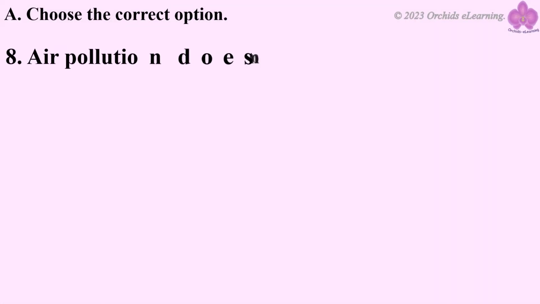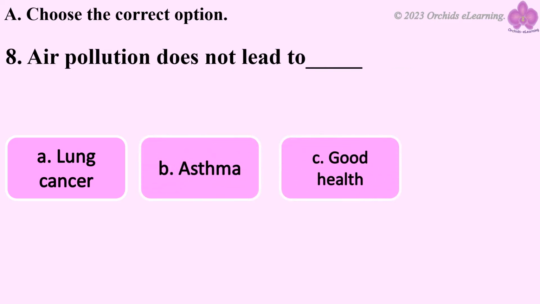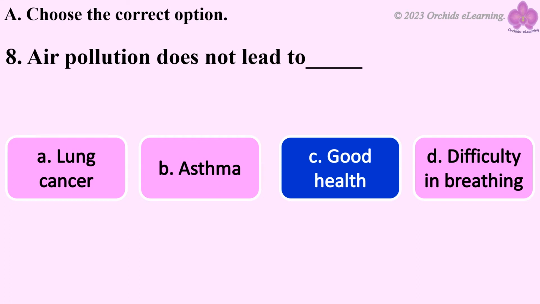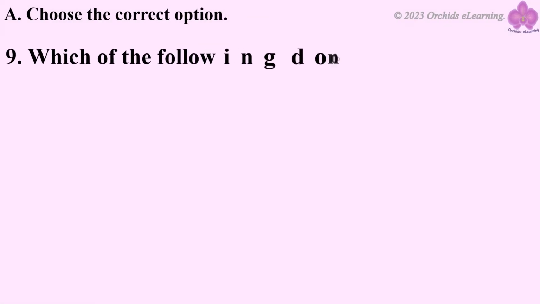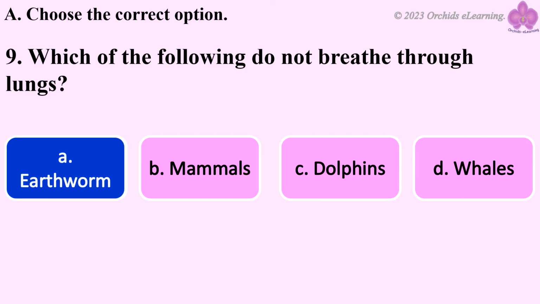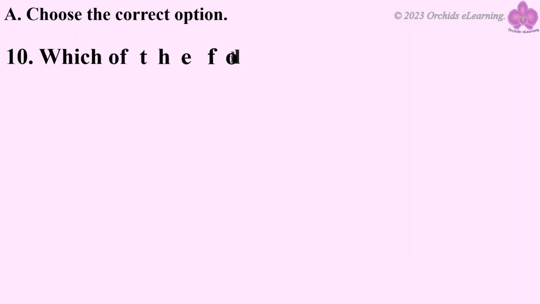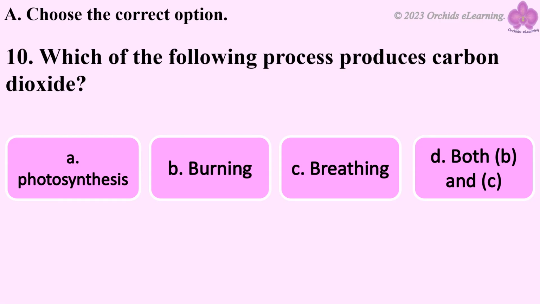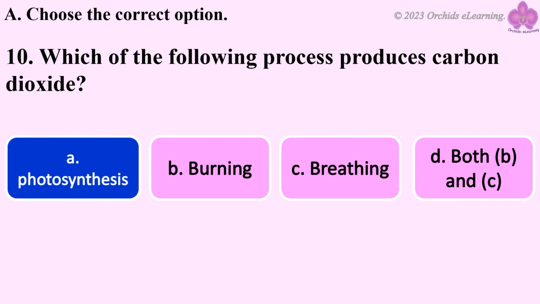Air pollution does not lead to C. Good health. Which of the following do not breathe through lungs? A. Earthworm. Which of the following process produces carbon dioxide? A. Photosynthesis.